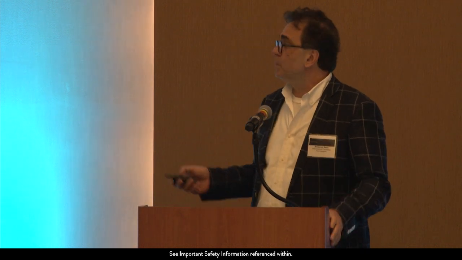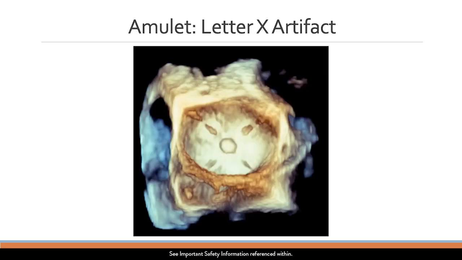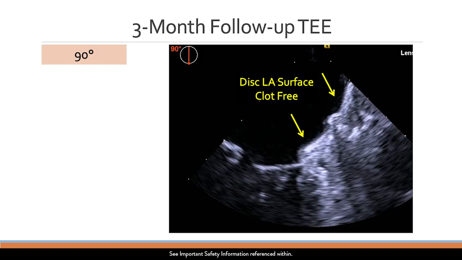And this also could be a normal finding. This is like a letter X finding that you can also see on a CT. This is also a normal finding, not abnormal, okay? And now it's 90 degrees at the follow-up. So is this a good result or not a good result? This is the 3 months follow-up.